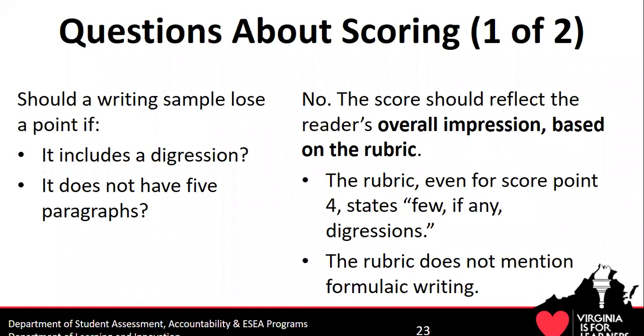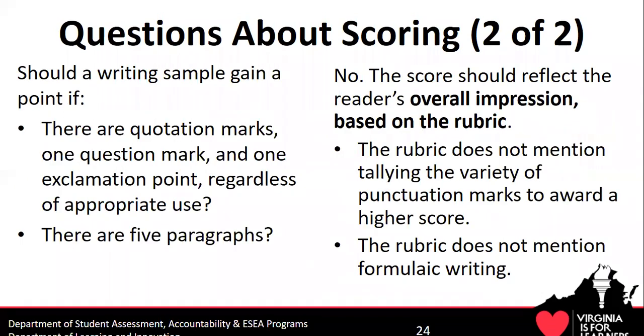So the next question we have here is, should a writing sample gain a point if there are quotation marks, 1 question mark, and 1 exclamation point, regardless of appropriate use, and there are 5 paragraphs? So the answer is no. The score should again reflect the overall impression. The rubric does not talk about tallying the amount of times the student used a variety of punctuation marks in order to give them a higher score. It's that overall impression of the strengths, considering the strengths and weaknesses in their writing. And again, the rubric does not mention formulaic writing.